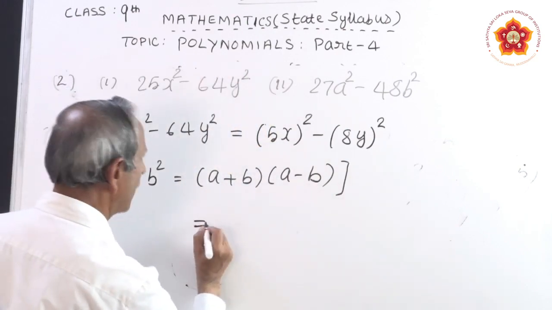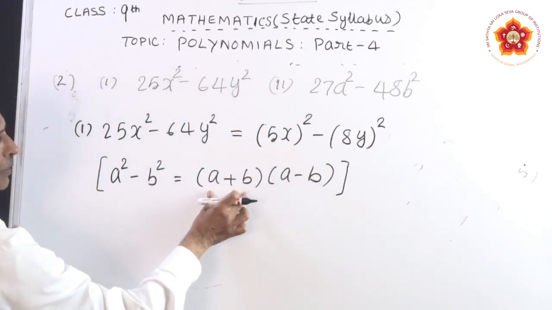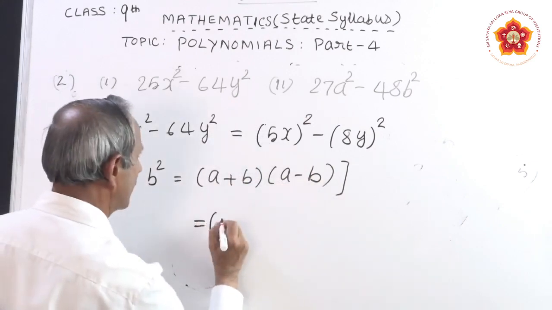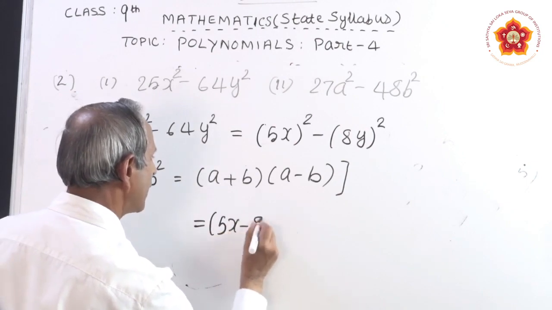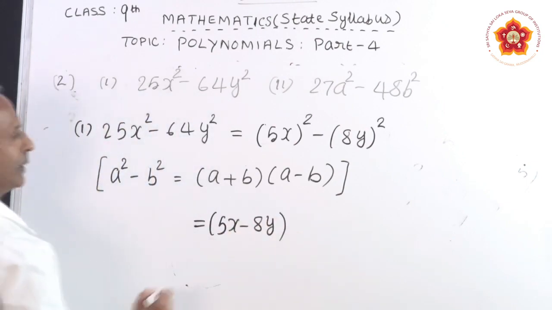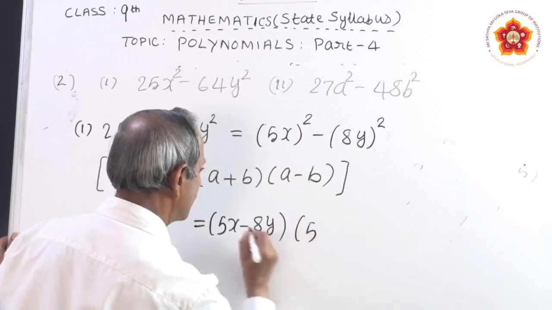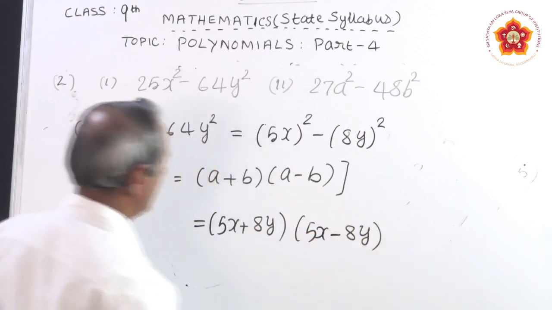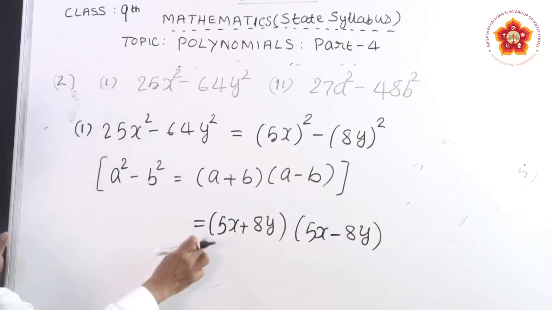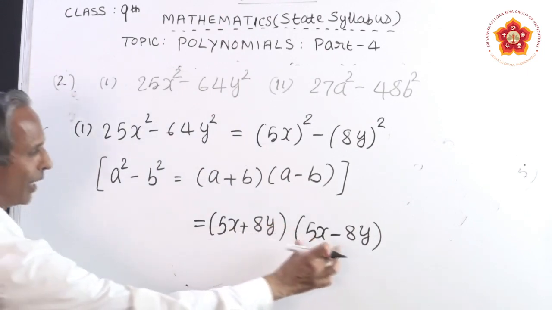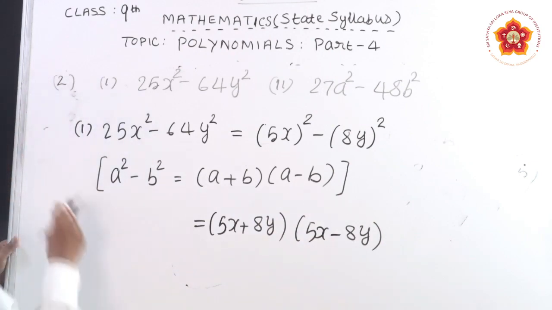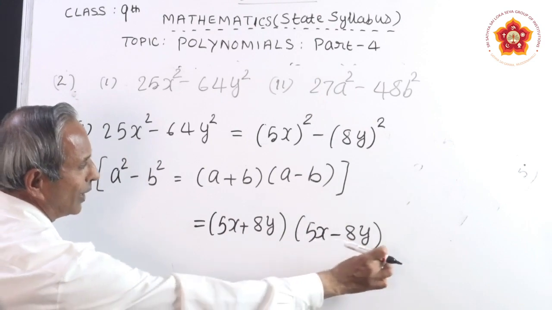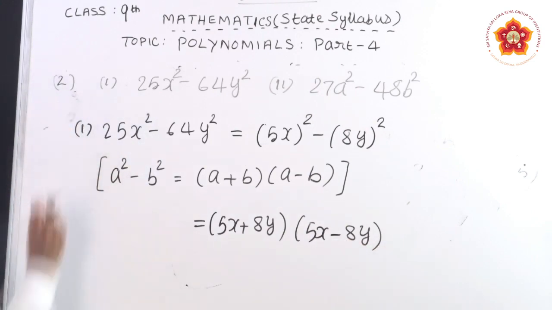Then the answer becomes, once you have to add the terms, once you have to subtract the terms, that is the technique. Therefore, you have to add the terms first, 5x plus 8y, and once again you have to subtract, 5x minus 8y. Once you have to plus, once you have to subtract. Now, the solution of the first problem is 5x plus 8y, another factor is 5x minus 8y. Therefore, the factors are 5x plus 8y into 5x minus 8y. This is the solution for the first problem.